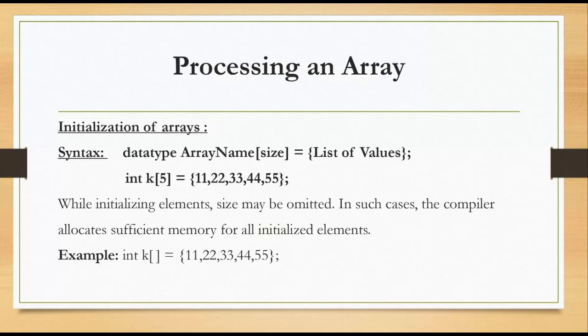Processing an array. Under processing an array, first we'll discuss initialization of arrays. We can initialize an array with the syntax: data type, array name, within the subscript we specify the size, equal to a list of values enclosed within curly brackets. For example, int k[5] = {11, 22, 33, ...}, where the values are enclosed within curly brackets and each element is separated with a comma symbol.